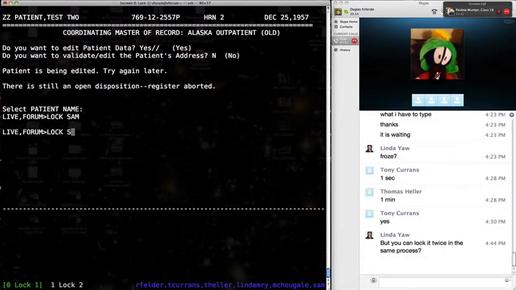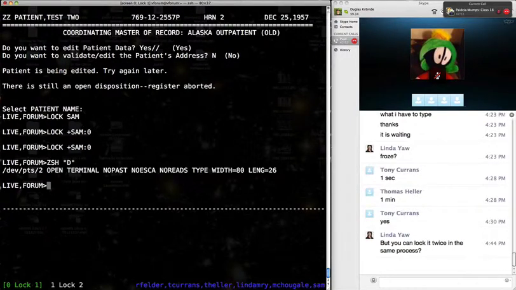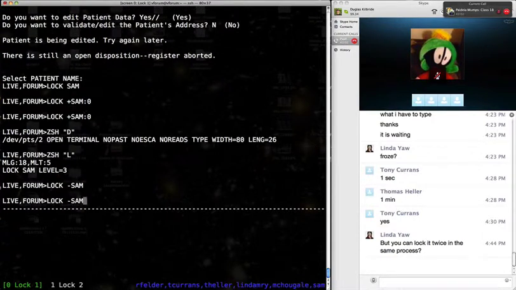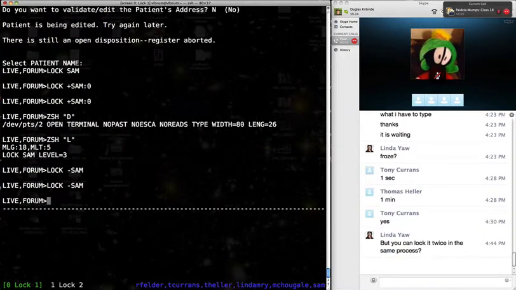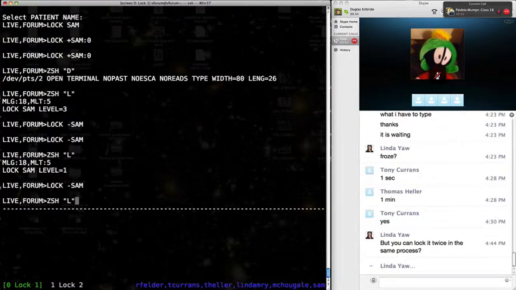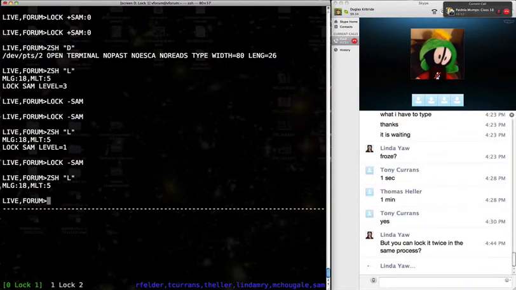Lock Sam. Oh, sorry. Wrong format. Here you go. Oh, no. L. Oh, see, I have Sam locked 3 times. So I have to unlock Sam again. I should still have 1. And unlock Sam again. Here you go. It's gone.